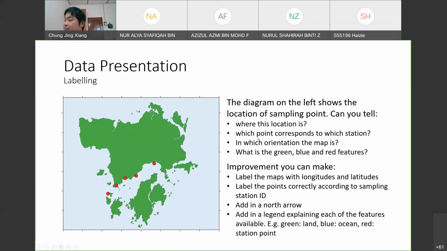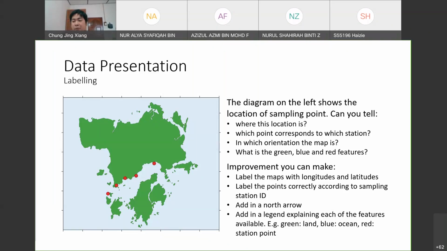You see a red dot. What does this red dot mean? I tell you it's a sampling station. You know a red dot obviously should mean a sampling point. But which is station number 1, station number 2, station number 3? You don't know, because the people who produced this map did not label anything. And what is the orientation of this map? Is vertical going up north? South, east, west? We don't know. And what does the green color mean? What does the blue color mean? What does the red color mean? We don't know because there is no labeling.